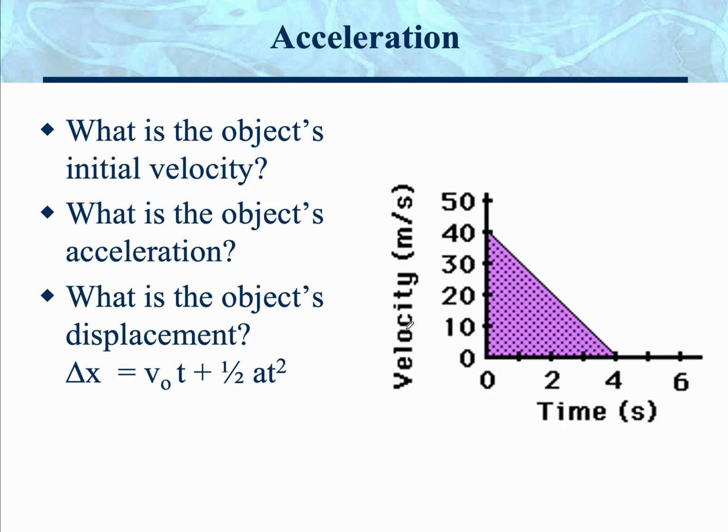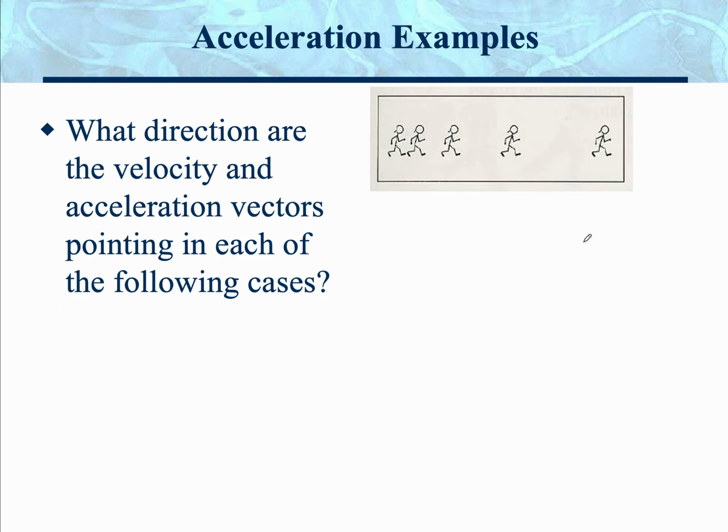And then take a look at this. With a single velocity versus time graph now, you can actually calculate all of these. What's the object's initial velocity? Answer is 40. What's the object's acceleration? Well, it loses 40 meters per second in 4 seconds, so negative 10. And the object's displacement, you can either use the mathematical equation or you can figure out the area underneath this, which we did before, 80 meters. I put answers on this one, so pretty straightforward.